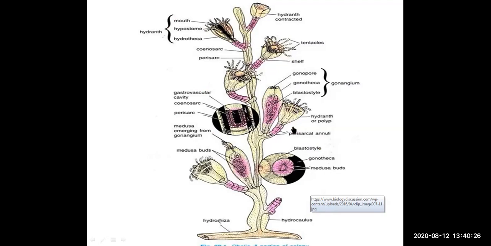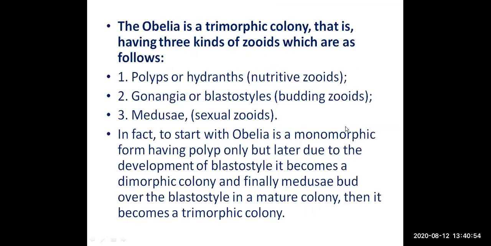It is a polyp, the hydranth. Hydranths have tentacles, polyp. Gastrovascular cavity, coenosarc, perisarc. Perisarc annuli for movement of the polyp. So it is a polyp, hydranth. The polyp is the hydranth, and the blastostyle produces the medusa, which is the sexual individual.